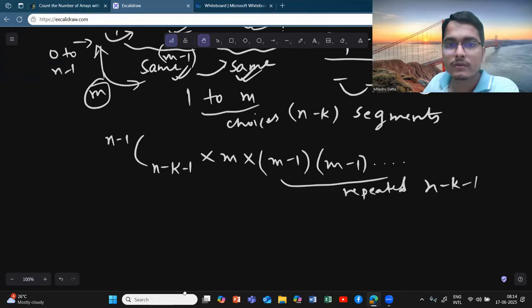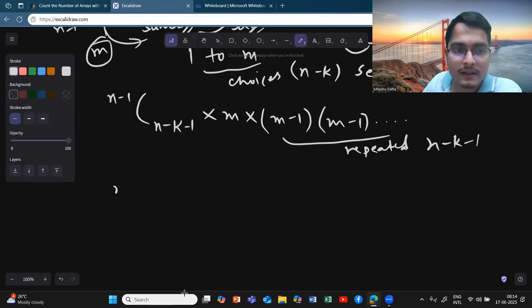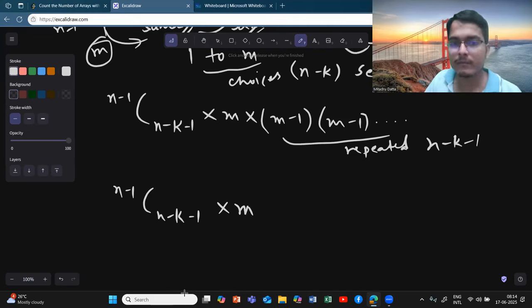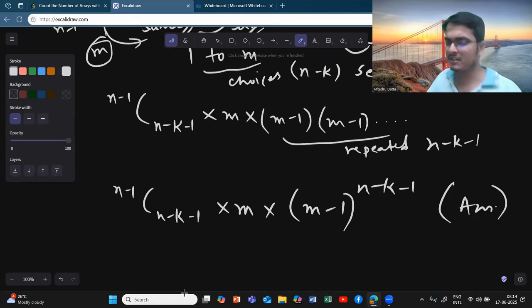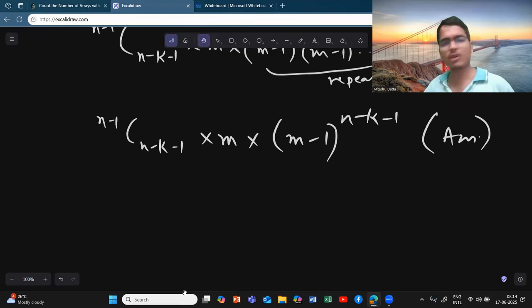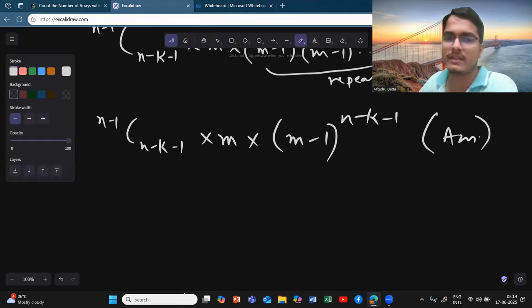So what you do is n minus 1 C n minus k minus 1 into m and m minus 1 to the power n minus k minus 1. This is our answer. This is our straightforward answer. I hope it was easy to understand. Very easy, not at all difficult. If you try to think it in the right way, it is not at all difficult, and with practice things will come easily.